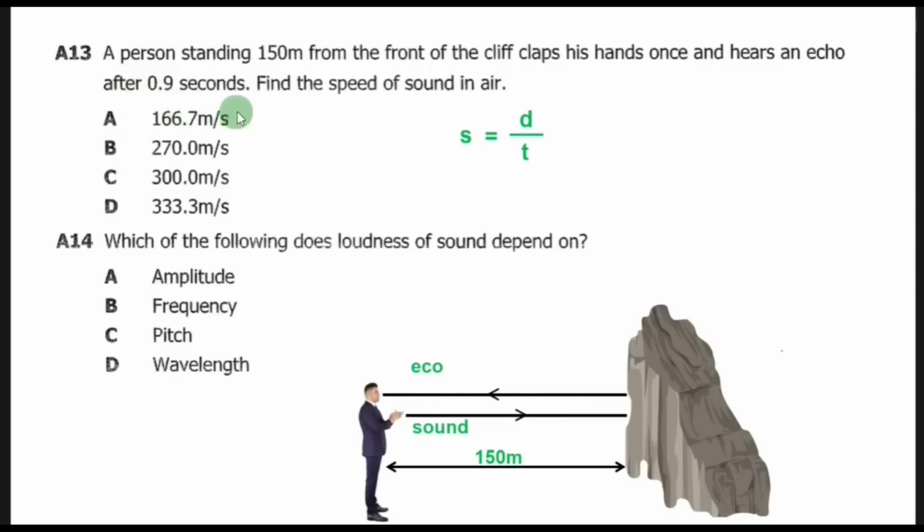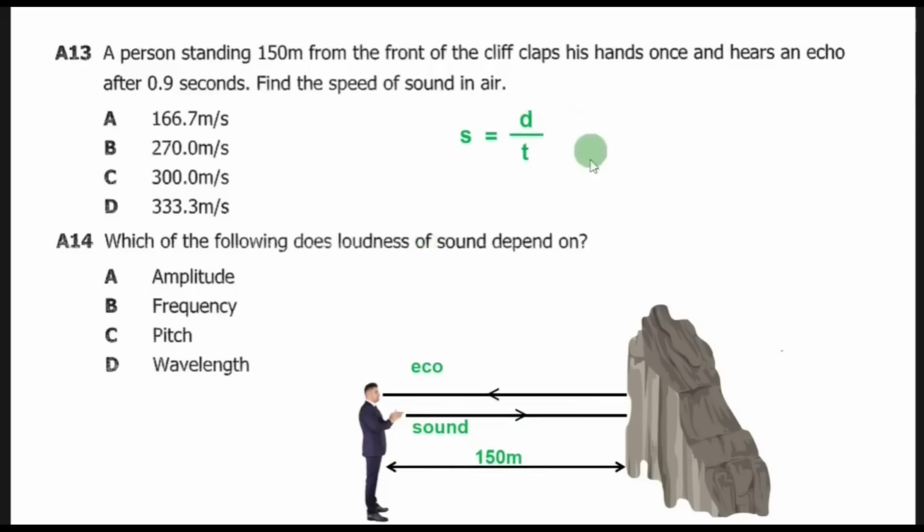0.9 seconds elapses. So when they say find the speed of sound in air, speed is equal to distance over time. But what you should notice is that the distance covered by this sound actually is from here. Sound went like that, it bounced, it came back to this person. So what distance has it covered? When it was going, it covered 150. When coming back again, another 150. So you are multiplying distance times 2 here.